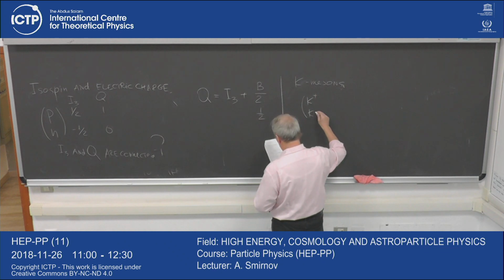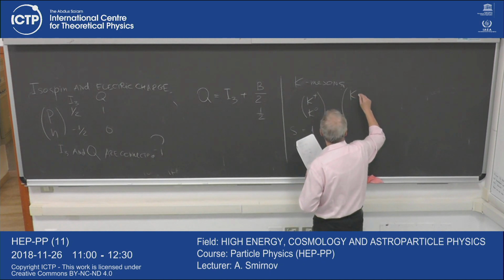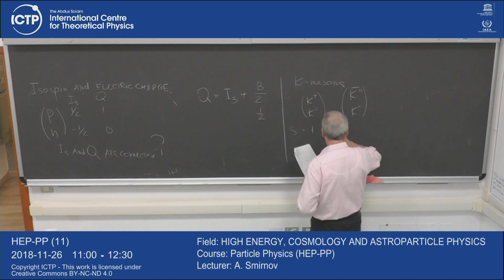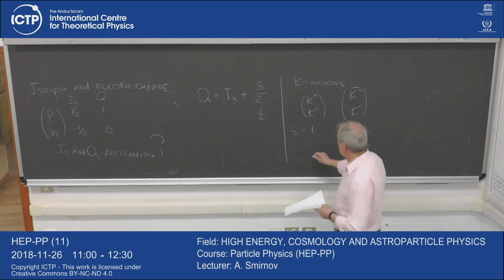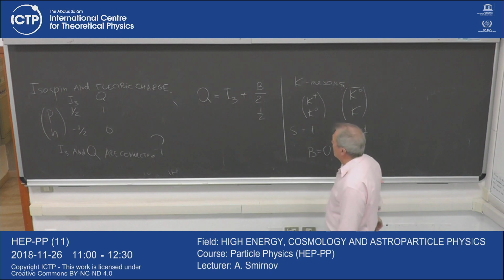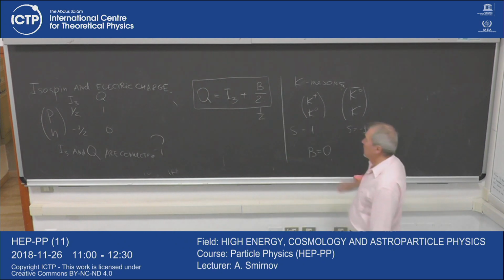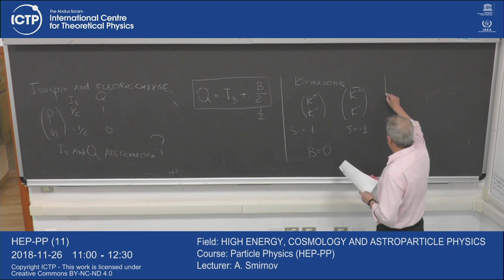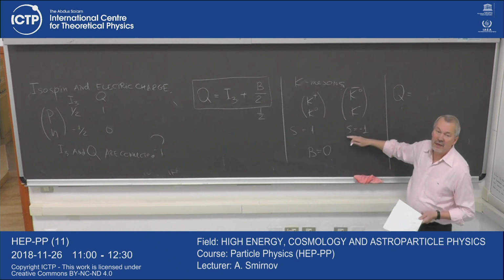K plus, K0, which have strangeness +1, and then K0 bar and K minus, which have strangeness -1. That is another quantum number. These particles are mesons, and therefore baryon number is 0. So if we will try this formula, it will fail to describe electric charges in this system, right? Because baryon number is 0, and therefore you would expect electric charges 1/2 and -1/2. So we need to generalize this formula.